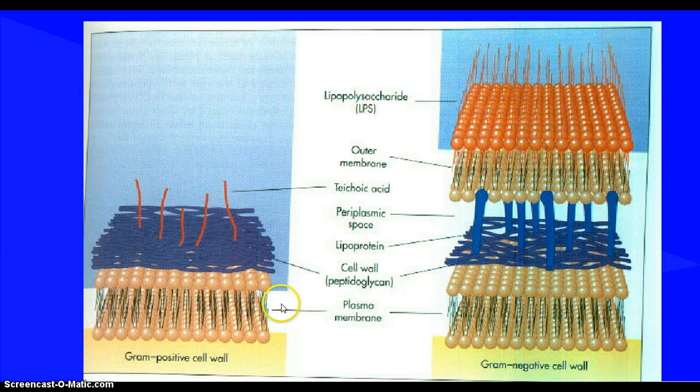Alright, so just to compare, we've got the gram-positive with just peptidoglycan, and we've got gram-negative over here. We've got the peptidoglycan, and then we've got the LPS layer. And you can see how much bigger and stronger this would be, and how this would really protect a cell against a lot of different things in its environment.